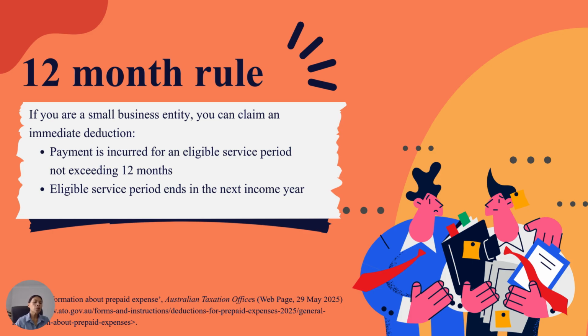The 12 months rule: if you are a small business entity, you can claim an immediate deduction, but you have to meet two conditions. The payment has to be within a 12 month period, and the eligible service period must end in the next income year, or the next financial year. More details can be seen on the Australian Taxation Office website, which I've provided below.